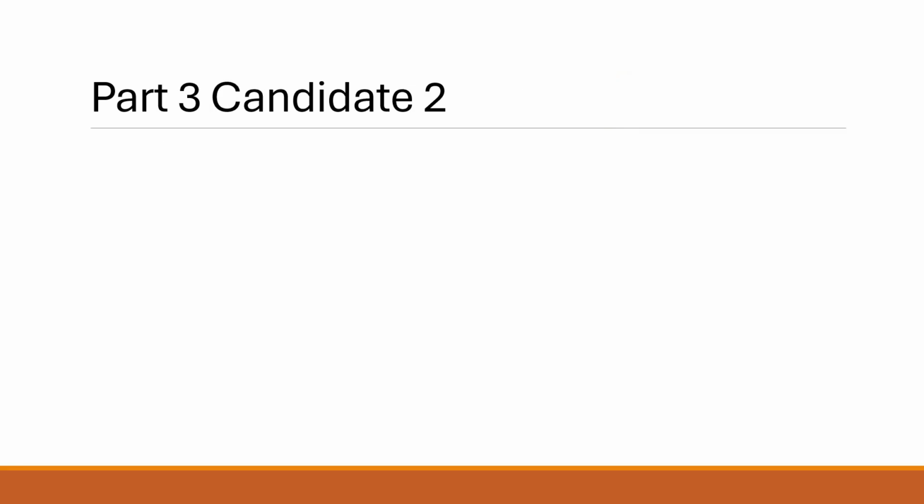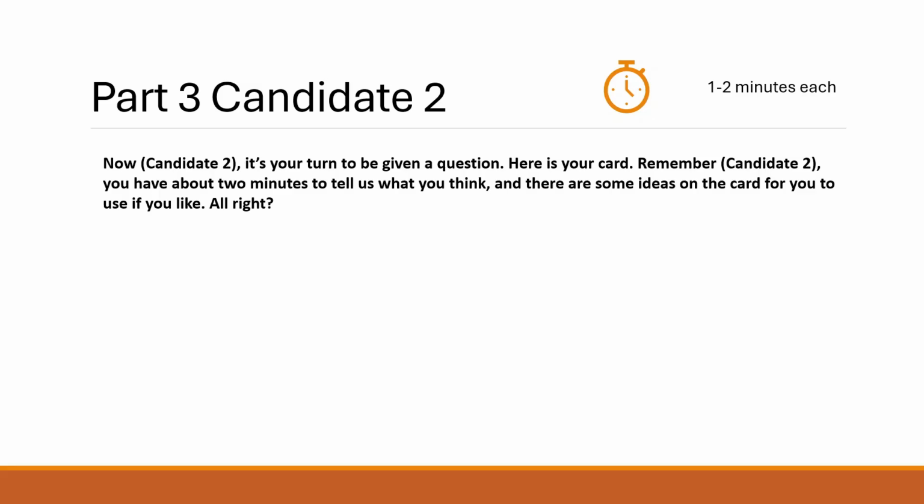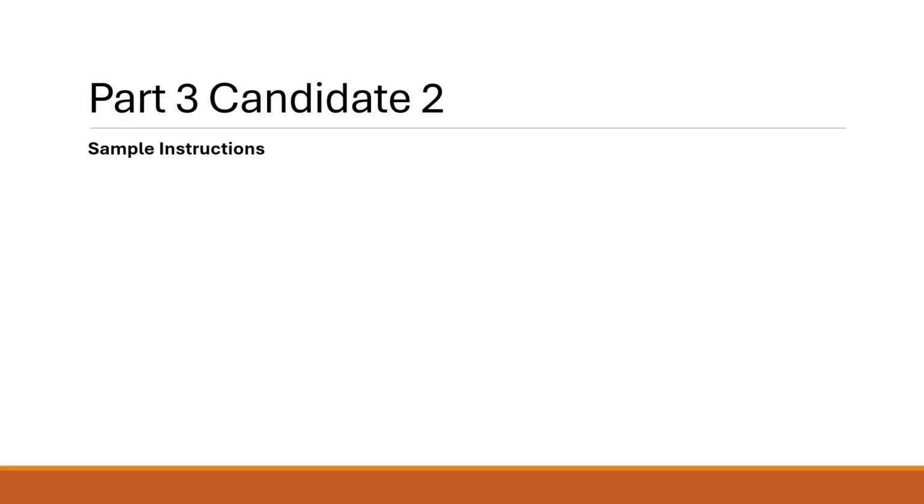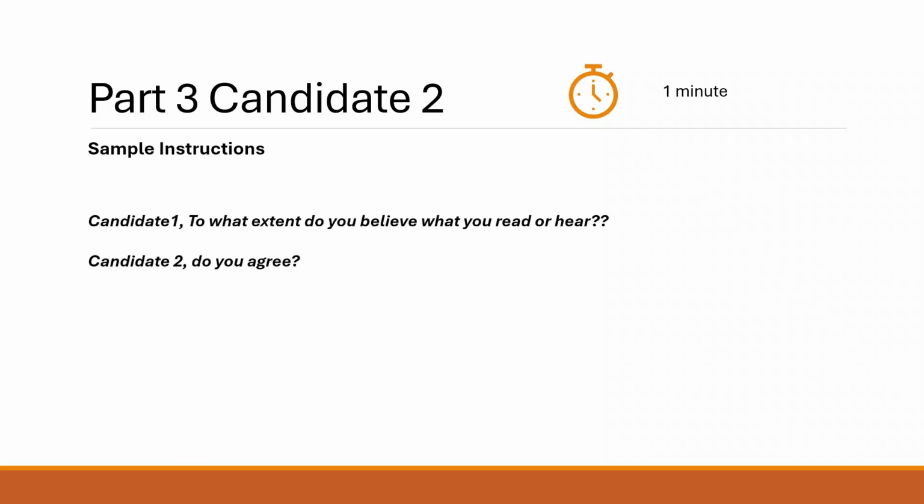And now it's the turn of the second candidate, and once again this is 1 to 2 minutes long, and you have a similar set of instructions, and here's the card again with the information on it, and once again the option is there to use or not use as you prefer. And once this part is finished, there is another question which is again about a minute long, and this time the first candidate is asked the question and the second candidate is encouraged to respond to what the partner has said.